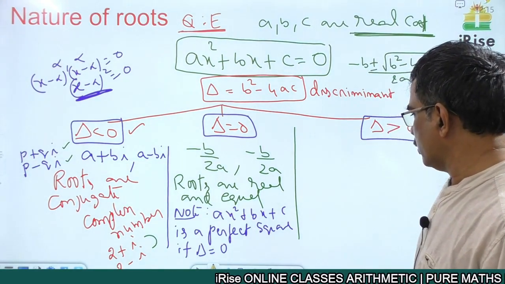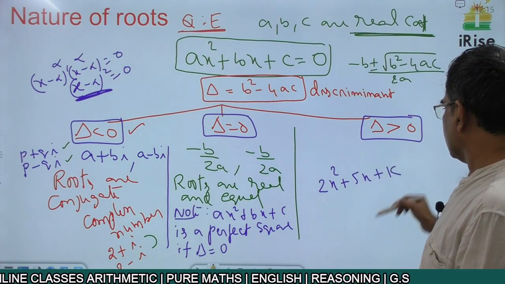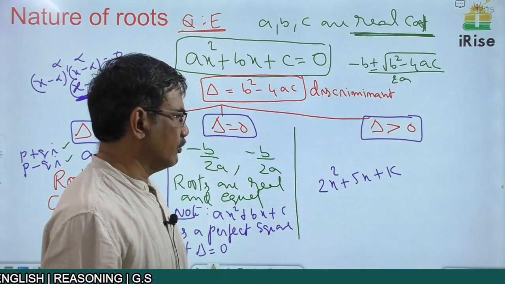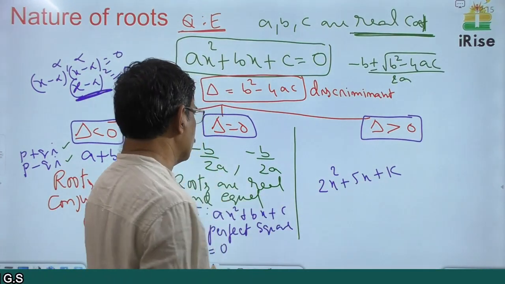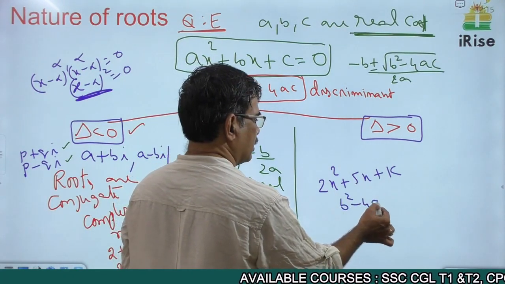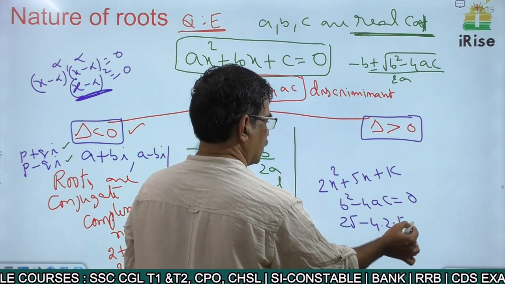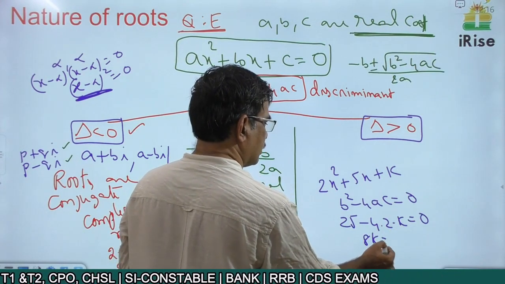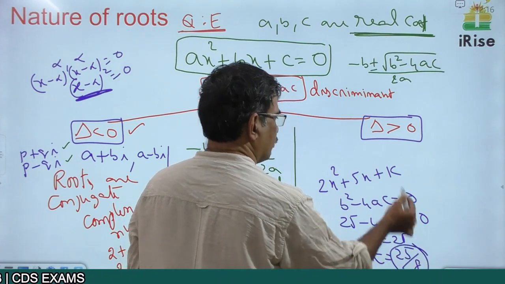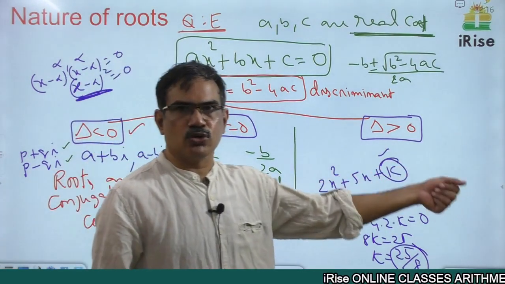And some questions also will be given. For example, 2x square plus 5x plus k is a perfect square. What is the value of k? If this is a perfect square, if and only if delta is equal to 0, b square minus 4ac is equal to 0, that is 25 minus 4 into 2 into k is equal to 0, 8k is equal to 25, k is equal to 25 by 8. This is the value of k. If k is 25 by 8, this is a perfect square.